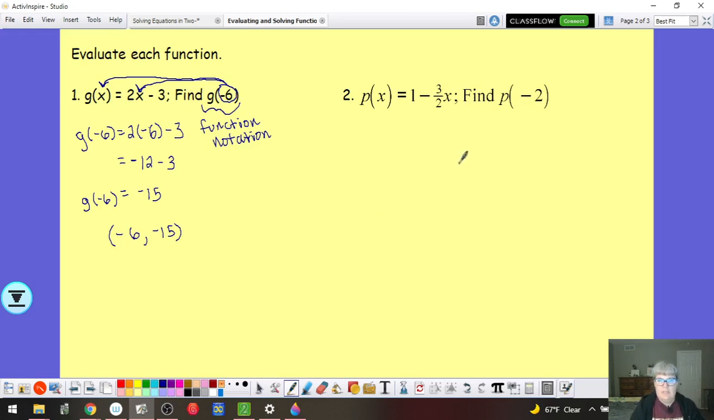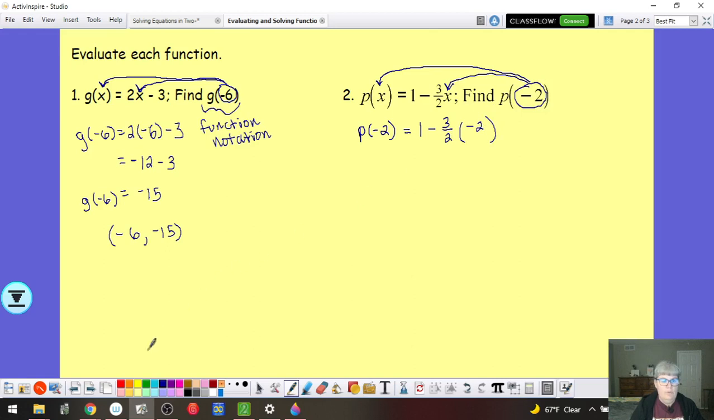So let's take a look at our second function. We have p of x equals 1 minus 3 halves x, and we're going to find the value of function p when x equals negative 2. So take this negative 2 and place it wherever there is an x in this equation. Keep in mind, p of negative 2 is function notation. You're not going to do anything with this expression. It's a name. So 1 minus 3 halves times negative 2.